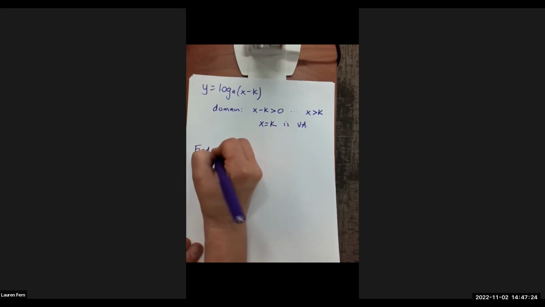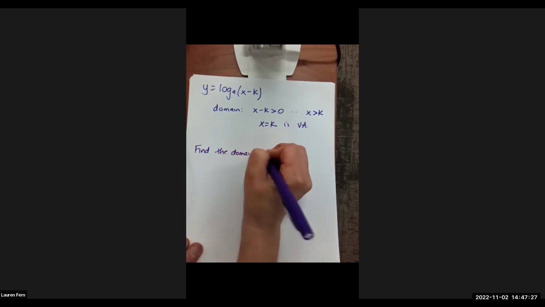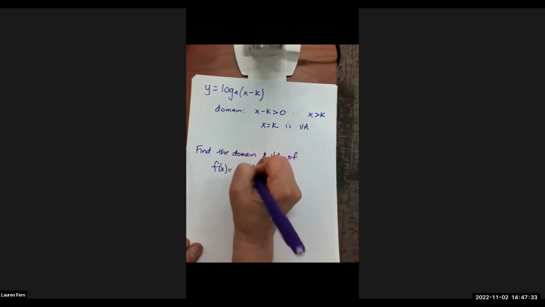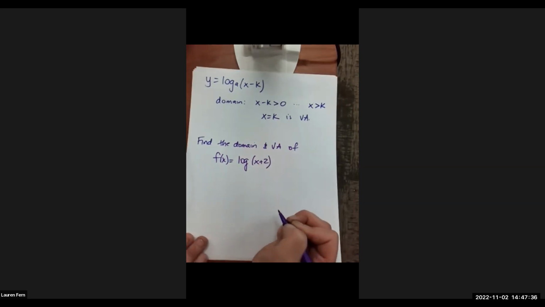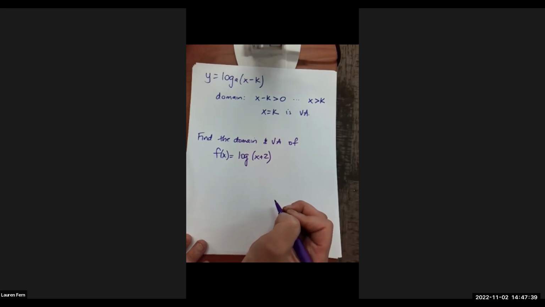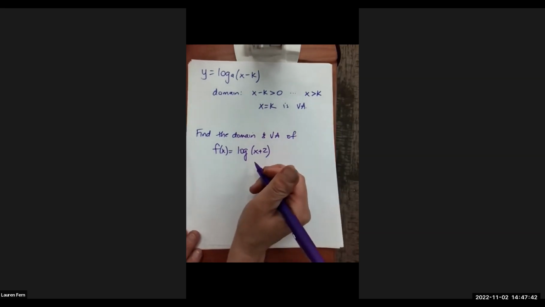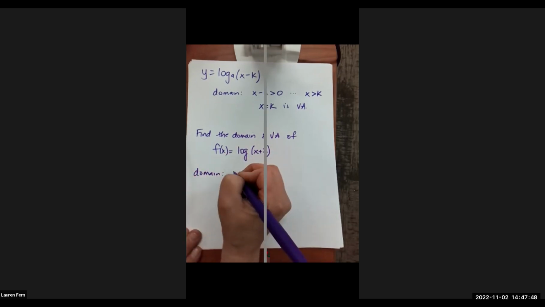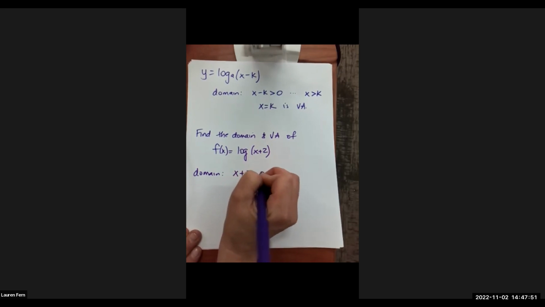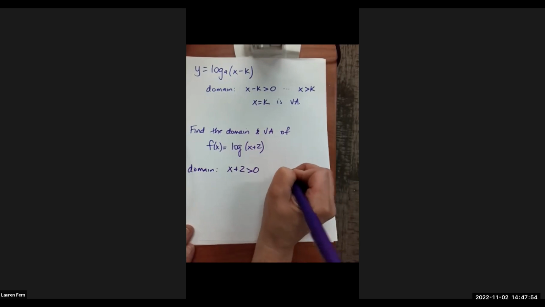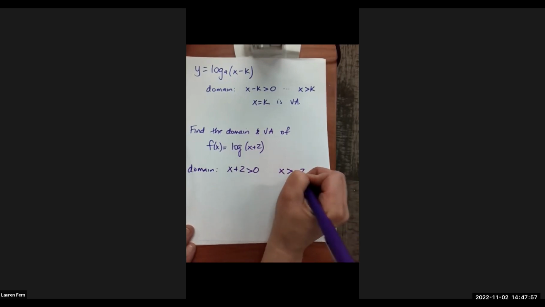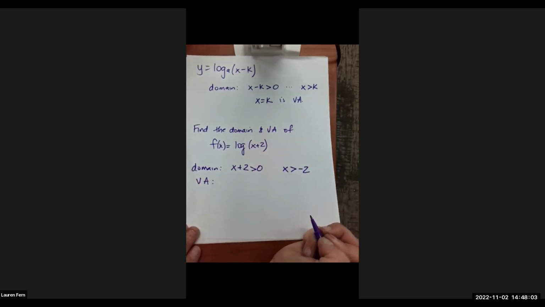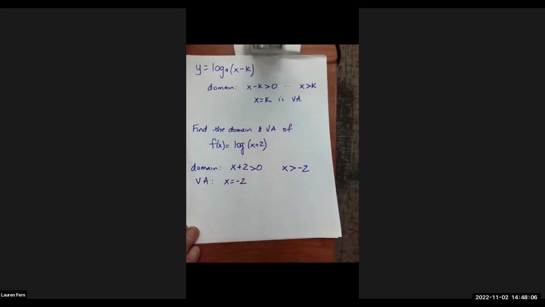So what if I want you to find the domain and vertical asymptote of this function? Log of x plus 2. Don't I need whatever I'm taking the log of to be greater than 0? In other words, don't I need x plus 2 to be greater than 0? So what does x have to be greater than? -2. And what's my vertical asymptote? X equals -2.